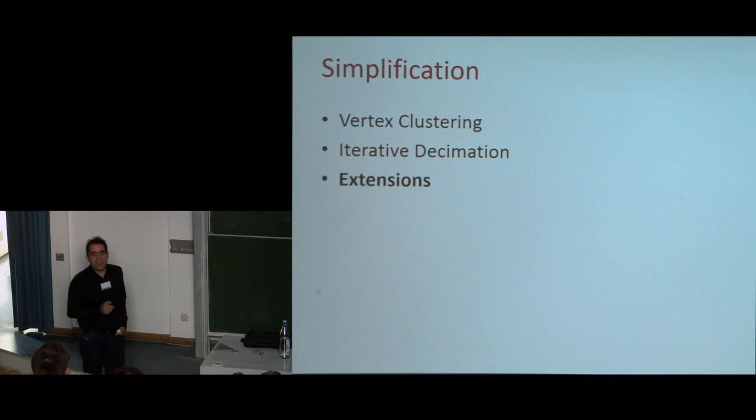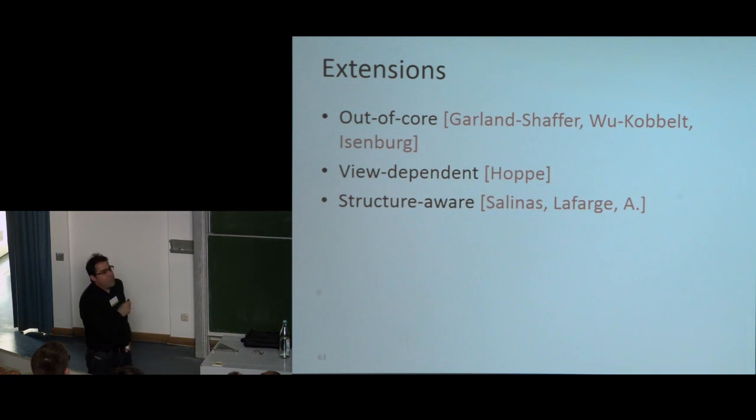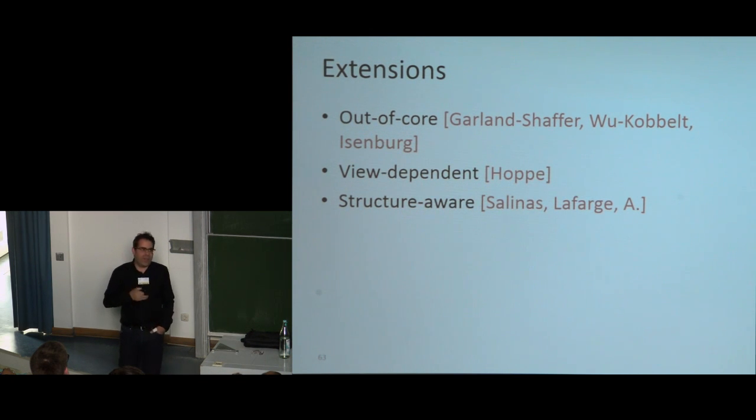Now, if you look at the extensions, there have been a number of extensions in several directions. I mention only three of them here. Some are pretty old, like out of core. Out of core is for data sets that do not fit into main memory. There has been a variant by Isenburg, Gumhold, and Lindstrom, who deal with data sets in a streaming manner.